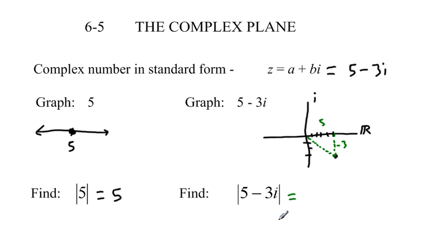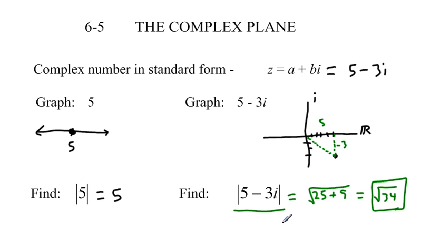So that distance would be 5 squared plus negative 3 squared, and then the square root of that. So the absolute value of 5 minus 3i would be the square root of 34. So careful, absolute value does not mean make everything positive. Careful. It means distance from 0. So if you plot this point, how far is it from the origin, or how far is it from 0?